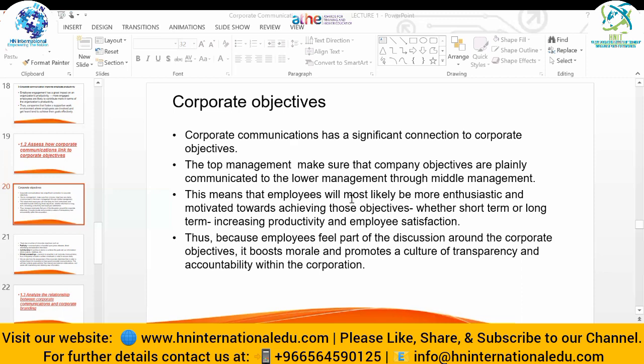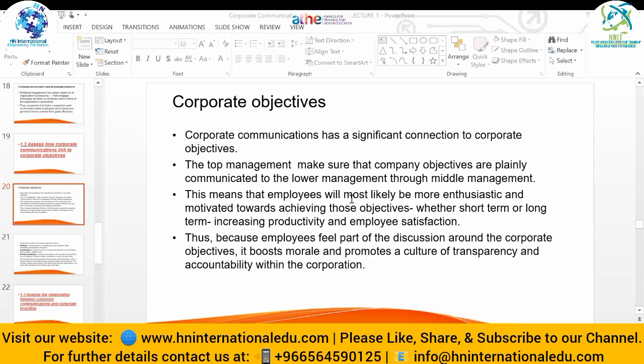Now, an organization which strives to be successful in the longer term always wants employee satisfaction. Because if their employees are satisfied, they are working in a safe environment, they are getting bonuses and everything, they are going to work perfectly, and the organization is not going to be recruiting on a monthly basis or biannually, because again it's an expense for the organization if they have to recruit workers every time. Because employees feel part of the discussion around the corporate objectives, it boosts morale and promotes a culture of transparency and accountability within the corporation.